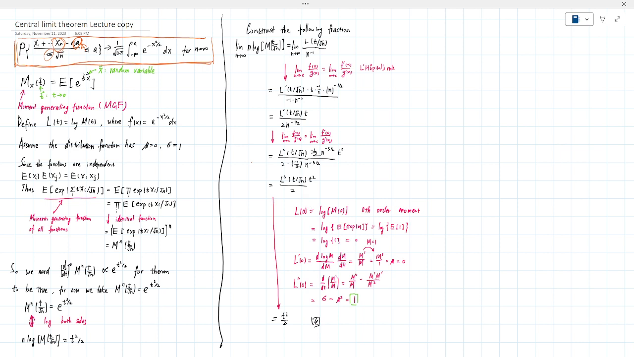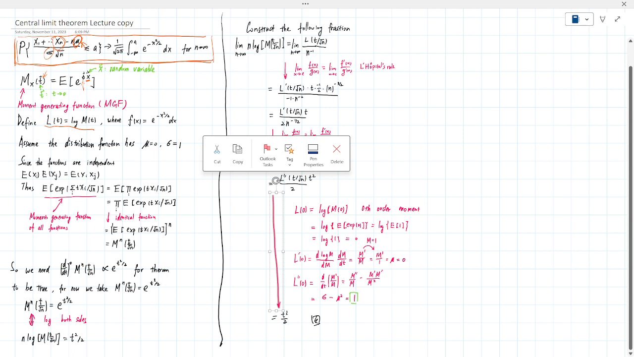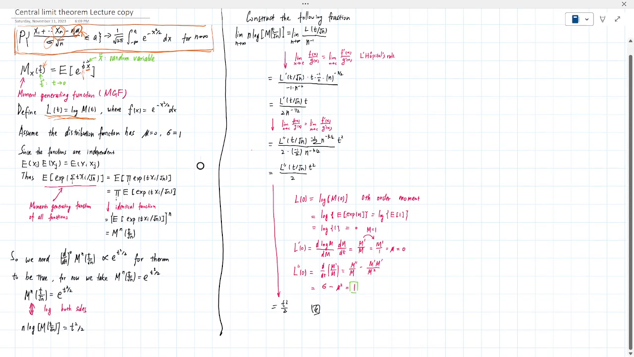And just to review, this is the definition of a moment generating function: the expectation of e to the tX, where X is a random variable and t is a variable to be assessed at a certain time. And then we define L equals log M, where M is the moment generating function. Just remember that we're going to use it in the future. We assume the distribution function has a zero mean and a variance of 1 for notational convenience.